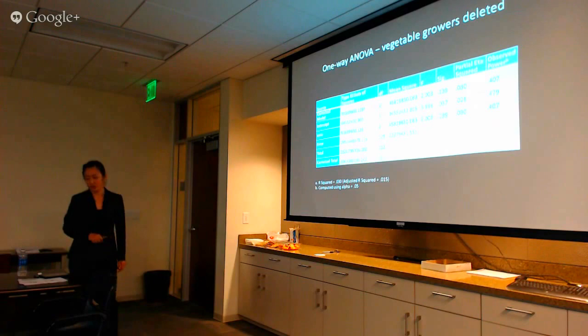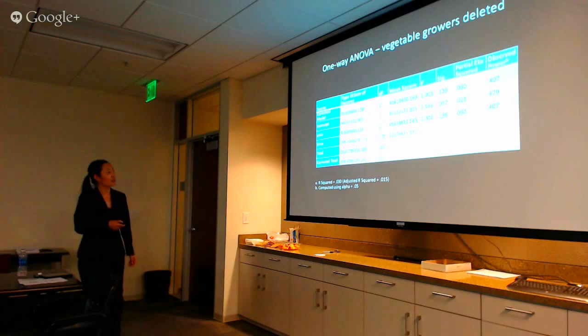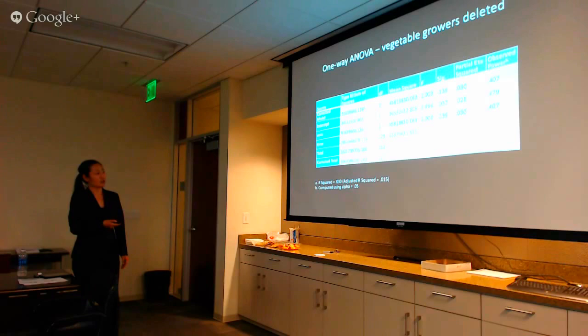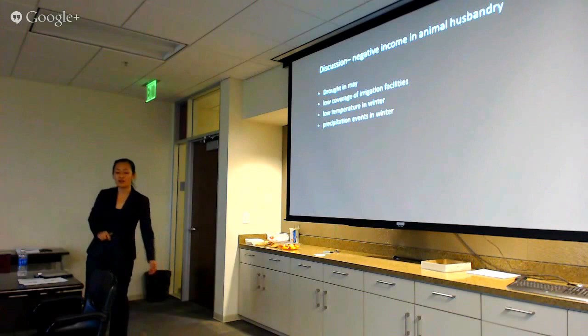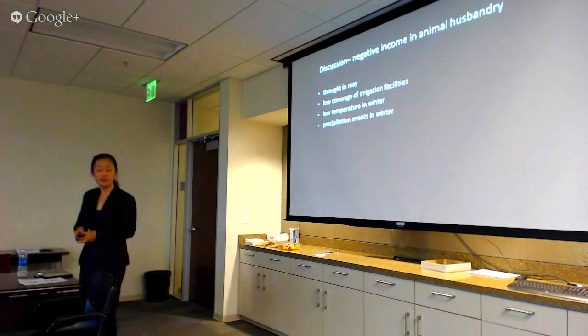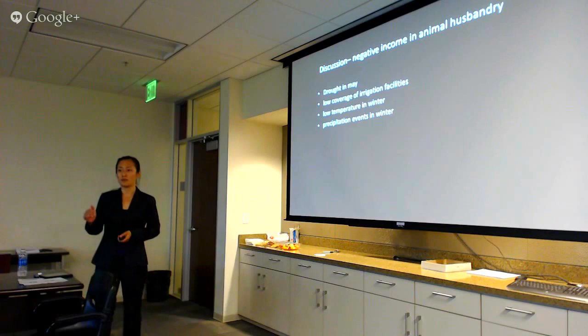I took out the vegetable growers, and then I recompared among the occupations, which means farming, livestock raising, and also the migrating group. And then I didn't find a significant difference through the ANOVA test. I guess then that gentleman asked me earlier why those households had a lot of negative income. If we look back at the photos, we could remember those households are mostly livestock raisers.